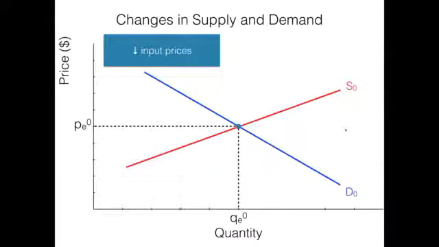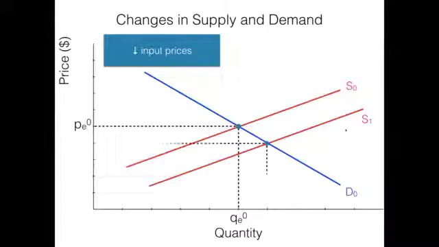If input prices fall, this will cause the supply curve to shift to the right. This will cause the equilibrium price to fall and the equilibrium quantity to increase.